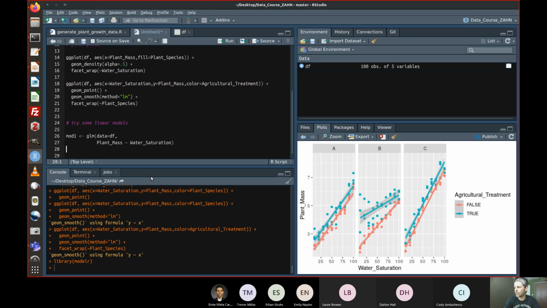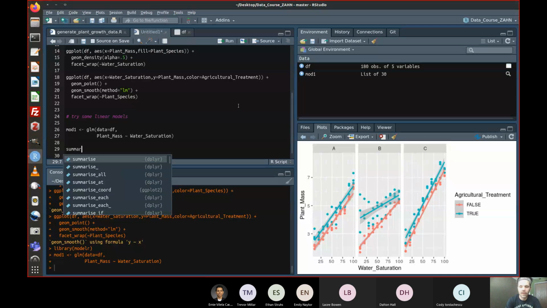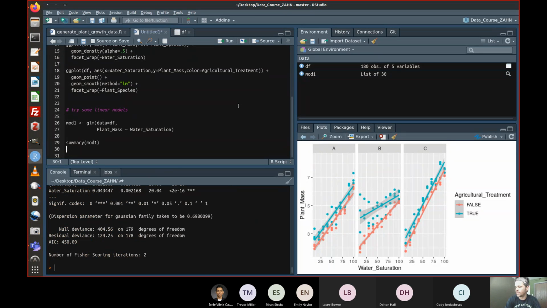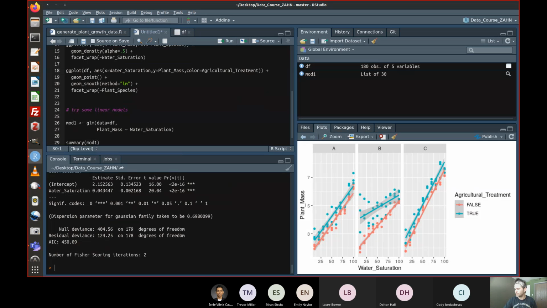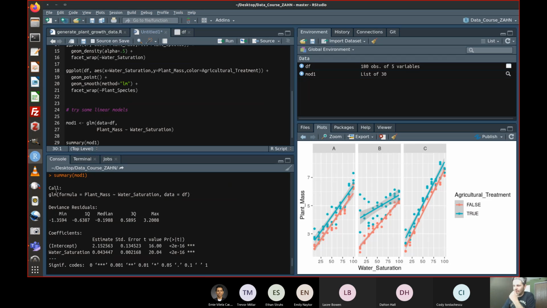Let me tidy this up so it's easier to read. Okay. So there's our data, there's our formula, and I'm going to hit Control Enter and run it. It's done. So now we've got mod1 up here. It's a list of 30 things. I can say summary(mod1). Let's take a look at our output here. All right, there's a lot going on. First is the call. That's just the formula and the model family. So it's saying here's what we ran: a generalized linear model where plant mass is a function of water saturation, and here's the data we used to fit that model.